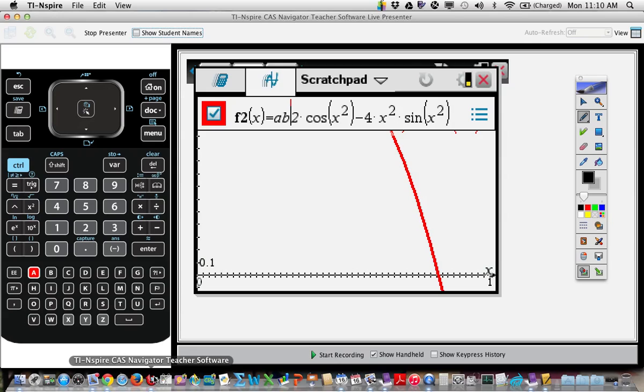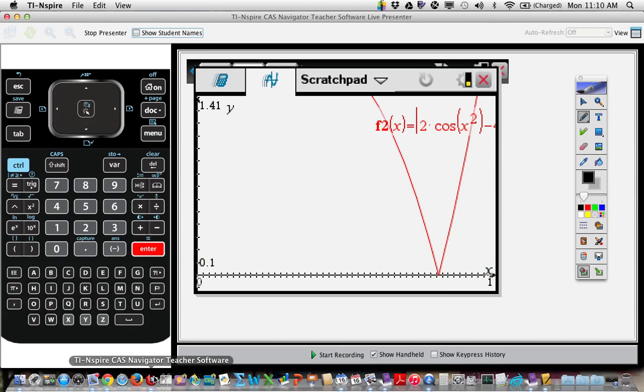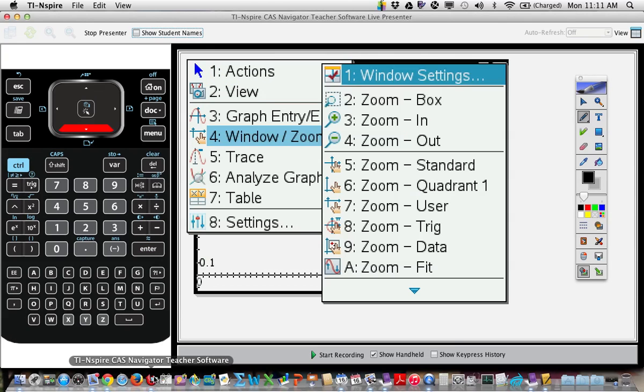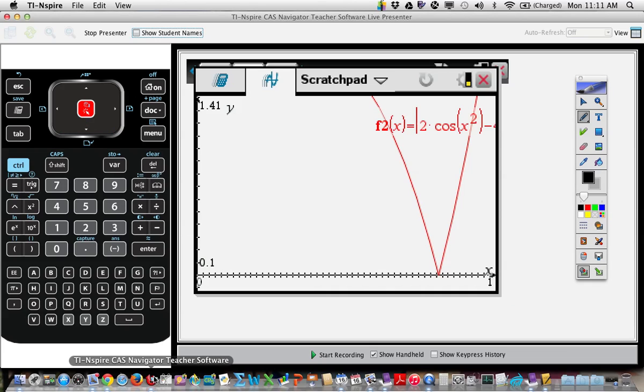Type ABS, left parenthesis. Now we'll put a, did it put a right parenthesis automatically? Oh, maybe it did. I wasn't sure it did. Oh yeah, it did. Cool. All right, go ahead and do that. So there's your absolute value. See how you can see how it bounced the negative part up. Now we need to do our zoom fit. We should already have 0 to 1 set in our settings. So if we just do a zoom fit.